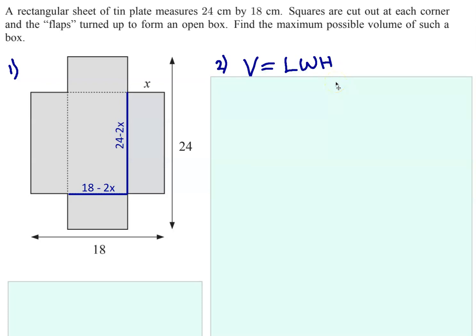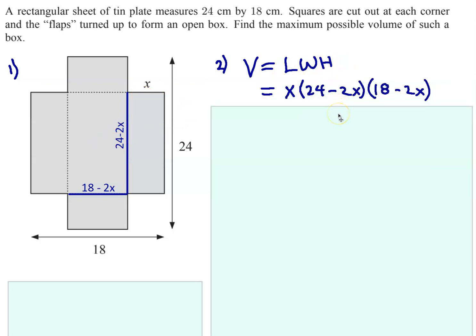Okay, let's see how we went on that. So volume is length times width times height. So the length of the box is going to be 24 take 2x. The width of the box is going to be 18 take 2x, and the height of the box is going to be x. So we just put those three expressions in for L, W, and H. And notice what I've done is I've actually put the x in front because that's how we typically do this with algebra. So that's the height times the length times the width.